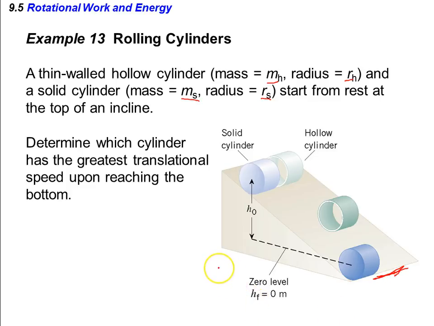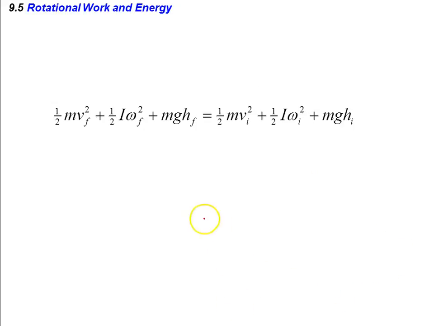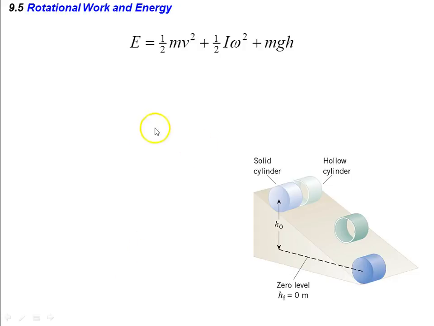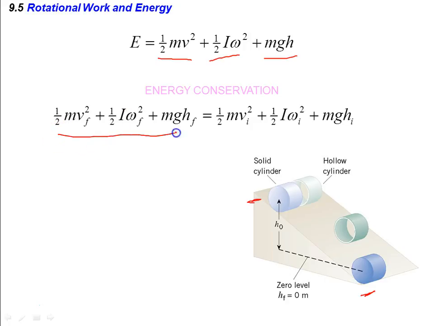Well, in order to do that, we have to examine the energy that it has at the top and the energy that it will have at the bottom. So let's look at the energy here. We know that the total energy will equal the translational kinetic energy plus the rotational kinetic energy plus the gravitational potential energy. We look at what it has at the top and what it has at the bottom. And we know energy is going to be conserved because there are no outside forces acting on this. So the energy it has at the beginning will equal the energy it has at the end.